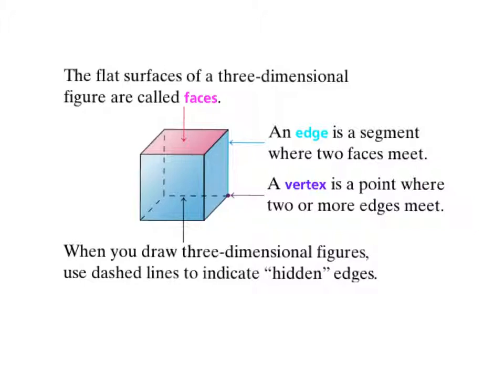When you draw three-dimensional figures, use dashed lines to indicate the hidden edges or the sides that you could not see if this was really a solid shape in front of you.